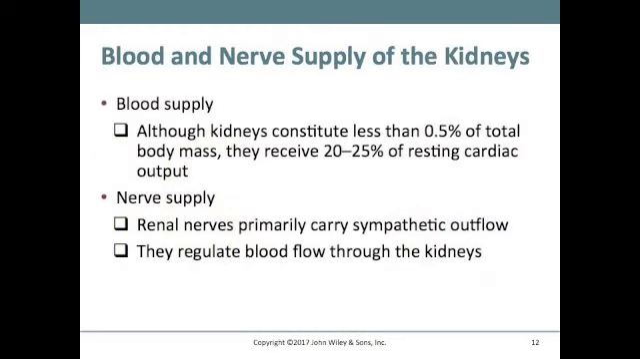Moving on to the blood and nerve supply of the kidneys. Because the kidneys remove waste from the blood and regulate its volume and ionic composition, it is not surprising that they are abundantly supplied with blood vessels. Although the kidneys constitute less than 0.5% of the total body mass, they receive 20 to 25% of the resting cardiac output via the right and left renal arteries.